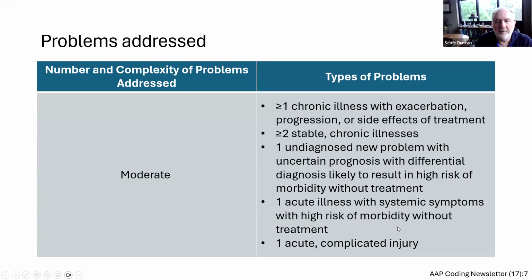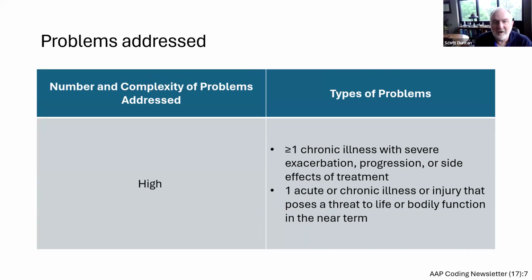I'm not going to go through every one of these and read these whole slide sets to you. You can find these things online. If you Google medical decision making and ask for images, you'll find them already set up into nice tables that go through the different levels. And this one is just simply related to the problems. Here's a high, with an acute or chronic illness that poses a threat to life or bodily function.